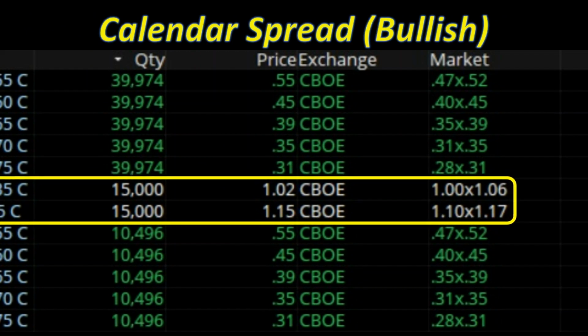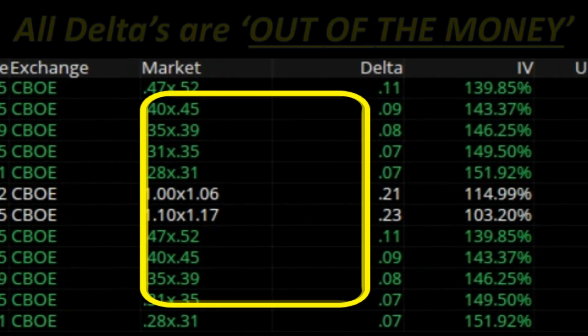Now, these two contracts in white, that's a calendar spread. We're not going to bore you with the details of this right now, but it is a bullish trade. In other words, this trade, a combination of these two contracts together, implies they believe the VIX will go up. In other words, the stock market's going to go down.